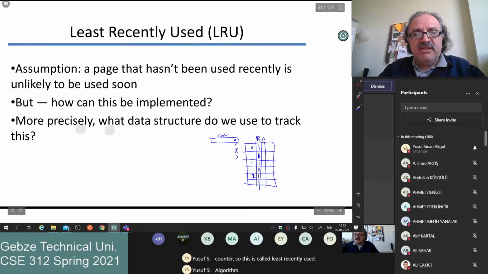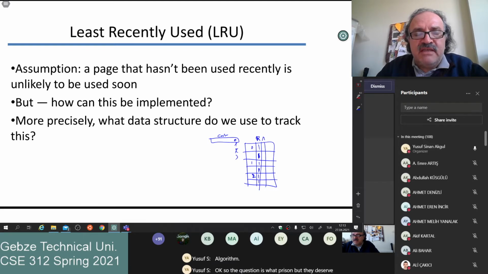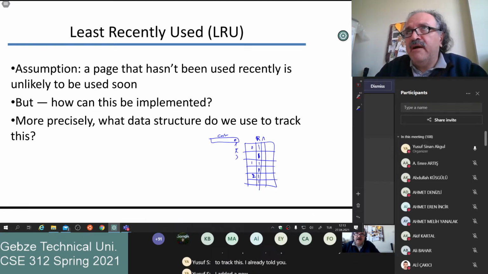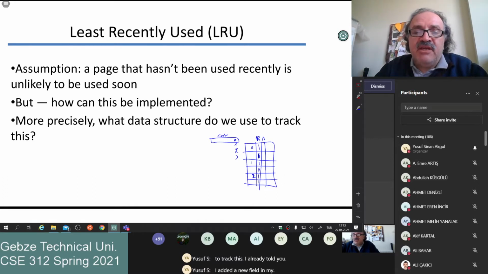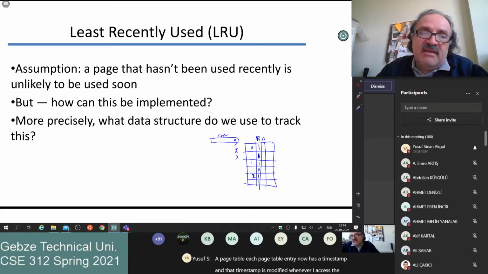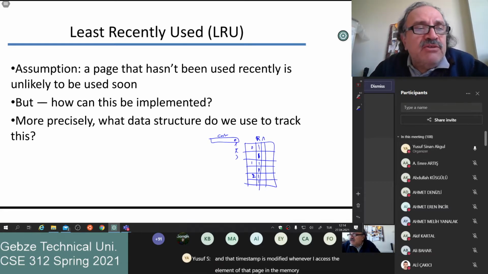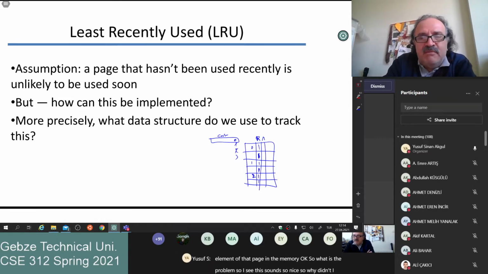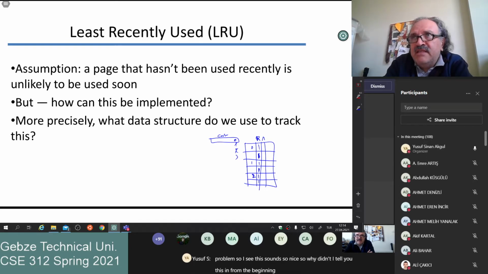So the question is what data structure do we use to track this? I already told you. I added a new field in my page table. Each page table entry now has a timestamp, and that timestamp is modified whenever I access an element of that page in memory. So what is the problem? This sounds so nice. So why didn't I tell you this from the beginning? I didn't tell you this because there is a problem with this approach.